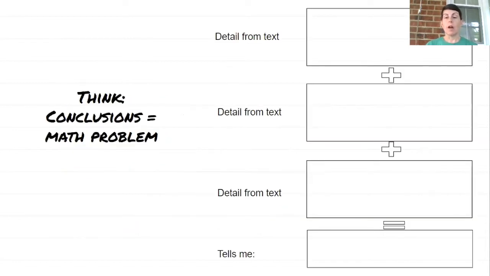So, when we think about conclusions, I want you to think about conclusions like a math problem, like 1 plus 1 plus 1 equals 3. And as you can see from my diagram, it looks very similar. So if I take one detail from the text, plus another detail from the text, plus another detail from the text, it tells me something new about an idea from the text. And that is called drawing a conclusion. When we practice this, we're actually going to look for multiple places in the text that tell us new ideas or new information.